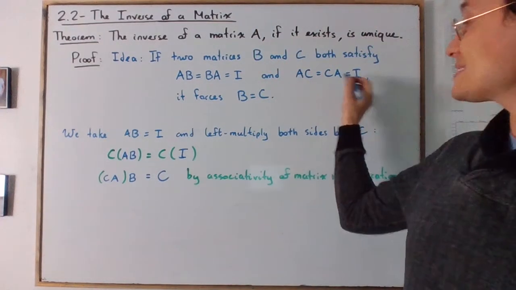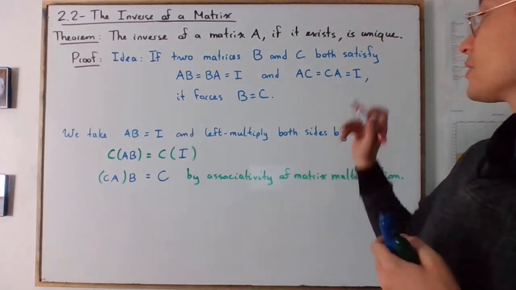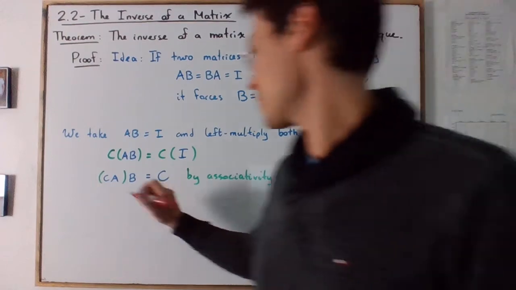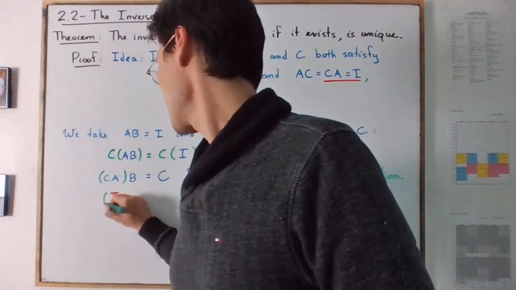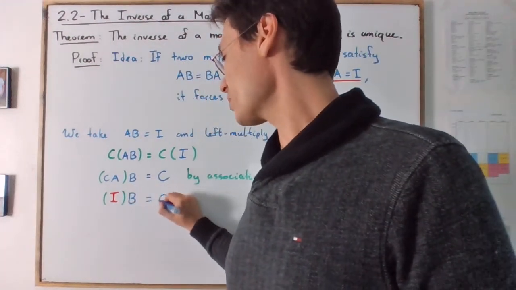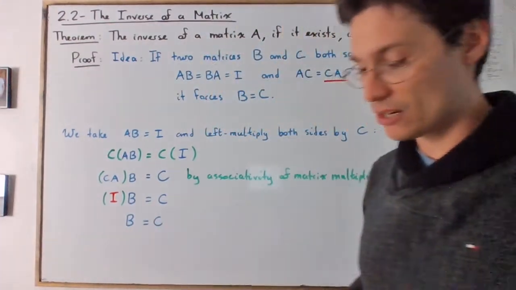And now C times A is equal to I. So in other words, we are using this now. We replace this matrix with I, so I times B is equal to C, and I times B equals C. So that concludes the proof.